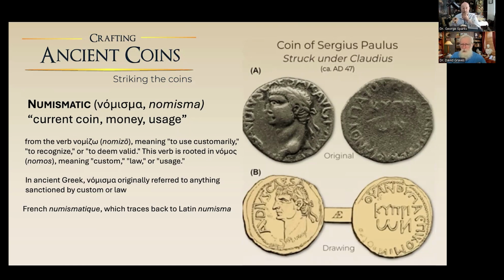And it carries over to the Latin numismata, and then it goes into the French numismatique, from which we get our English word numismatic. So anybody who studies coins is a numismatist.